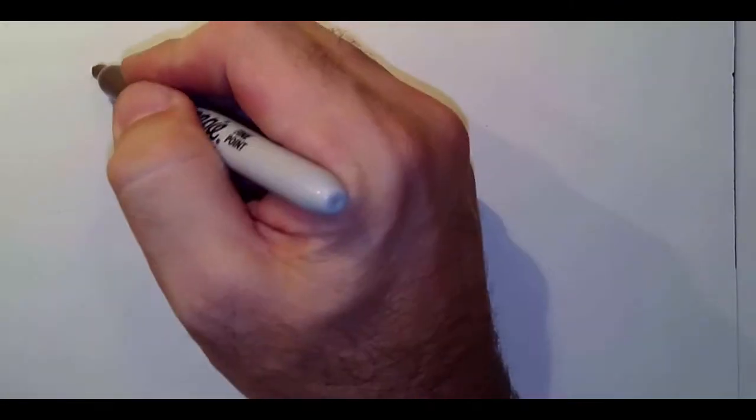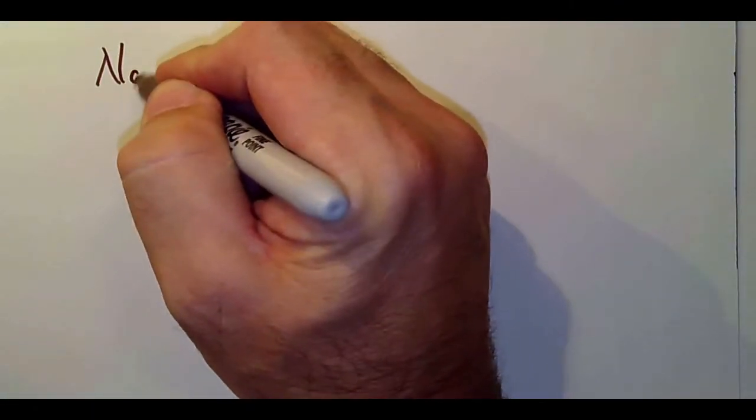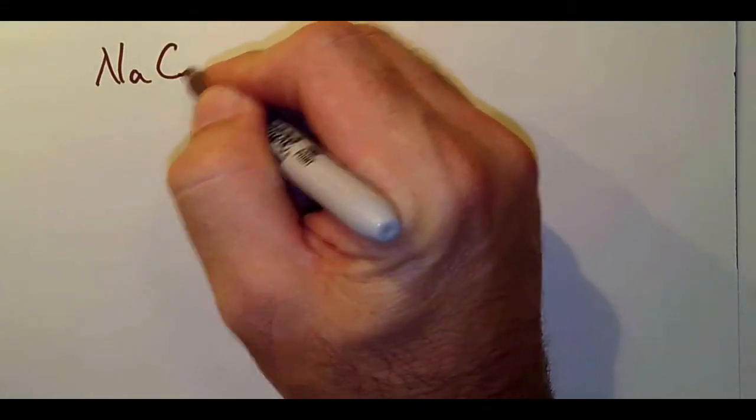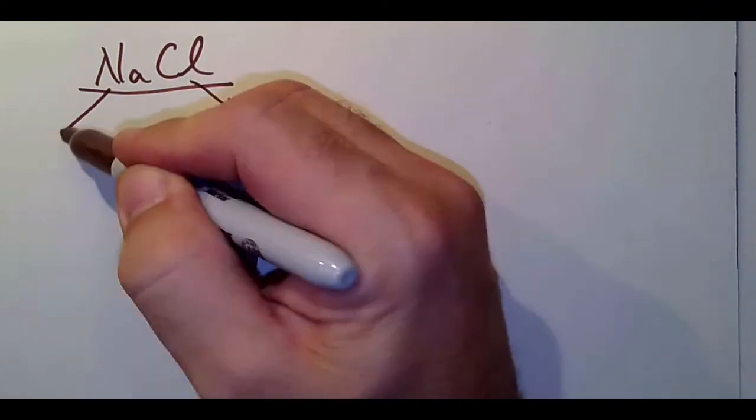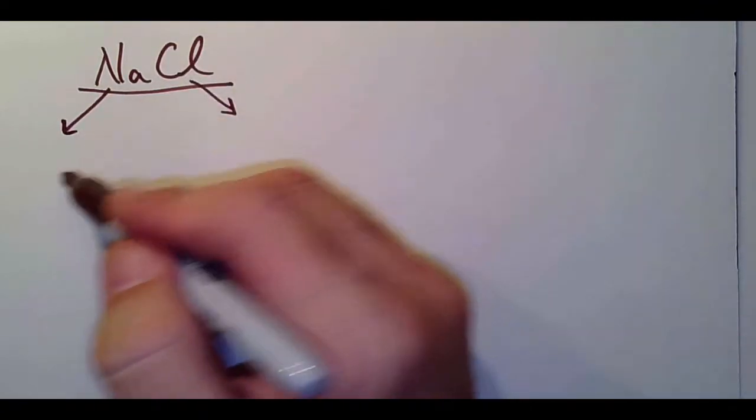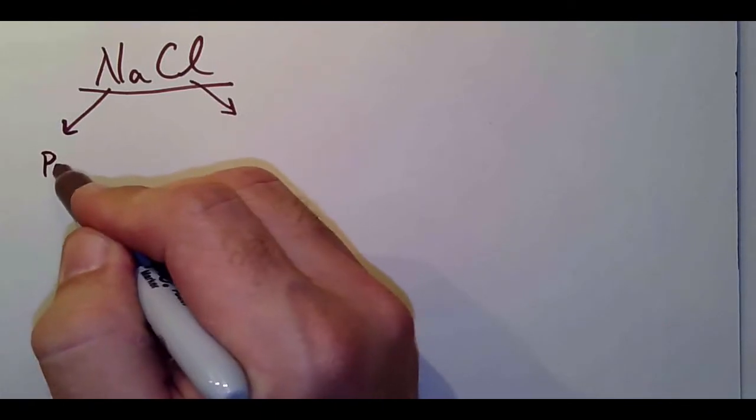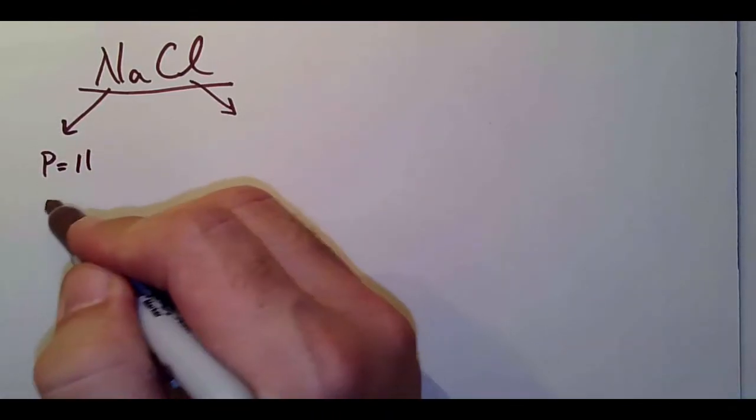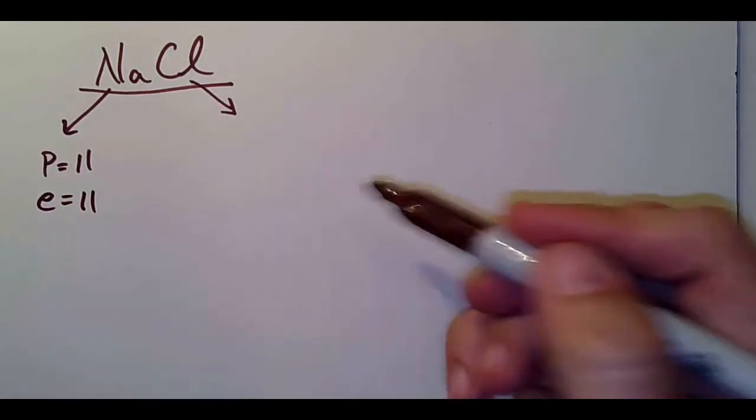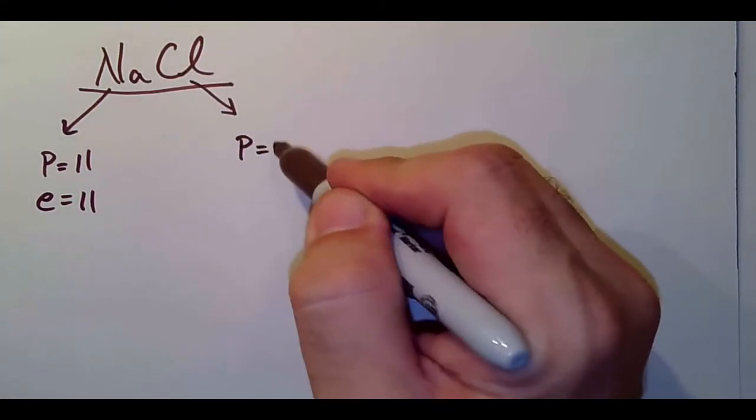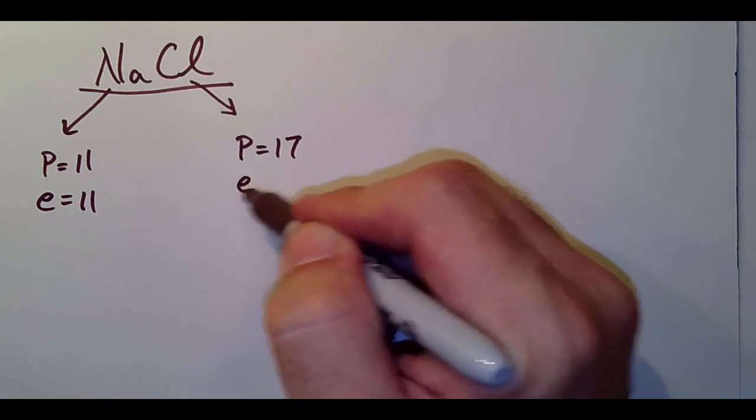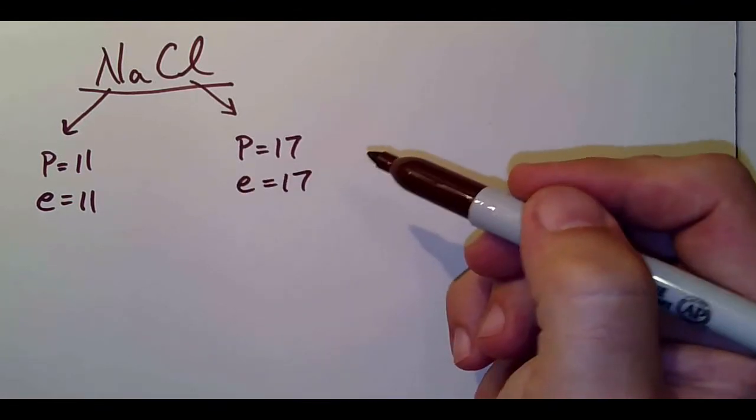So first example that we see here is going to be of sodium chloride. And if we take sodium chloride, let's break these two individual atoms down. We know that sodium over here has an atomic number of 11, so we've got 11 protons and 11 electrons. Chloride over there has got an atomic number of 17, so it's got 17 protons and 17 electrons.